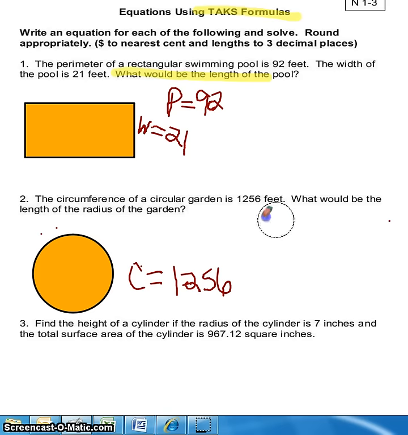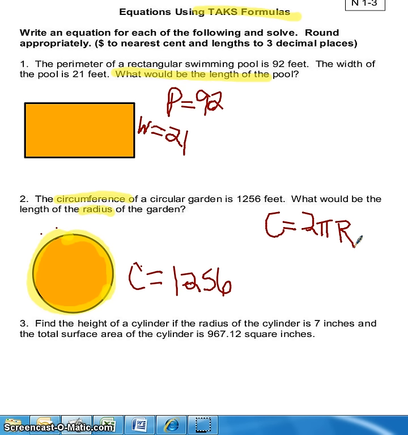Okay, so now on the next problem, what I have is the circumference of a circular garden being 1,256 feet. What would be the length of the radius? Well, we understand that the circumference is pertaining to the area around, kind of like the perimeter of the circle. So I can go look at my formula chart. My keywords that I'm looking for here are circumference and radius. The formula would be circumference equals 2 pi r.